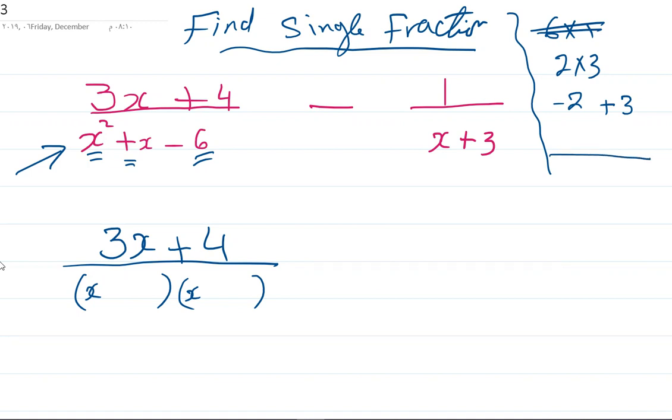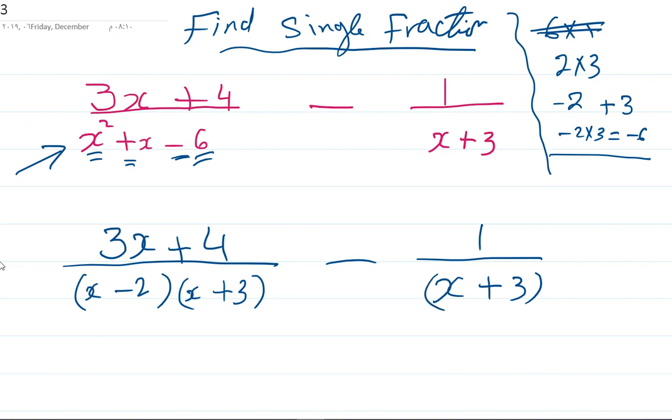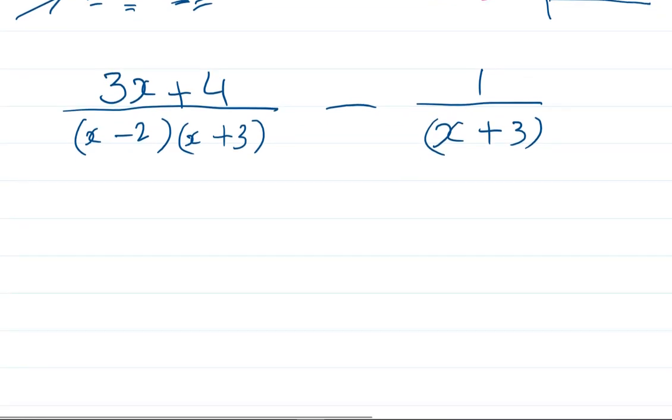And also I'm going to check again if my answer is correct: minus 2 times 3 gives me minus 6. Yes, correct. So this is what I'm going to use: minus 2 and plus 3. For the other side, I keep it as it is, here is x plus 3. Now the equation becomes easier for me.